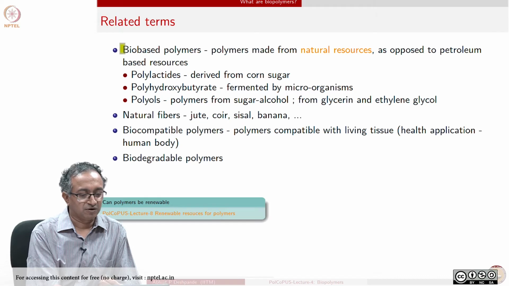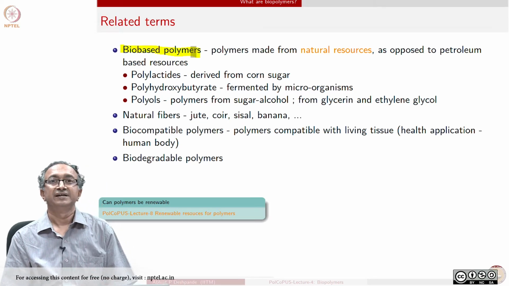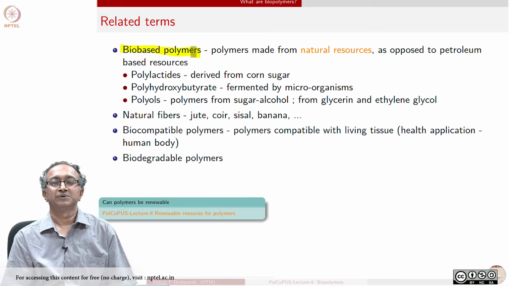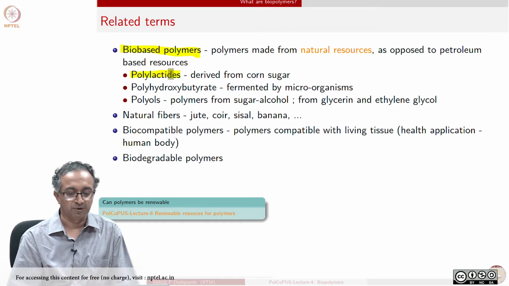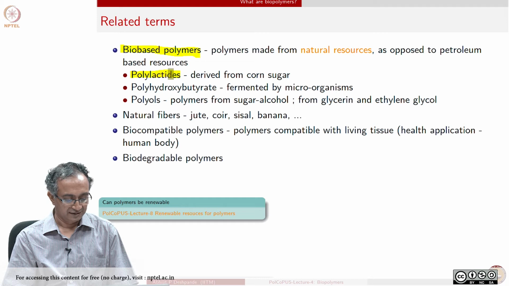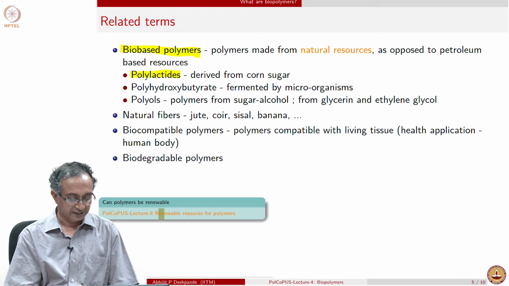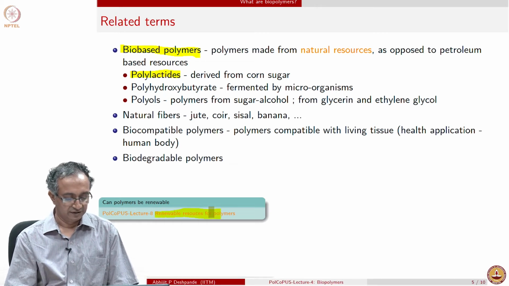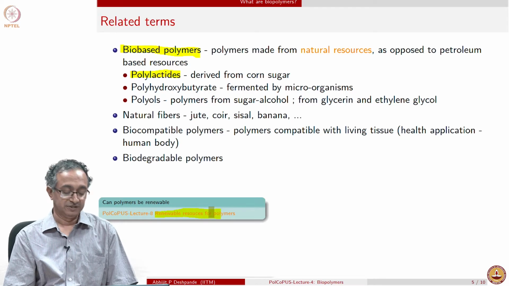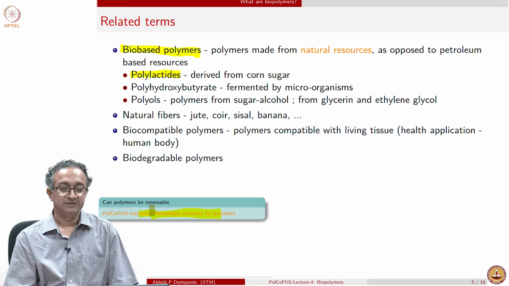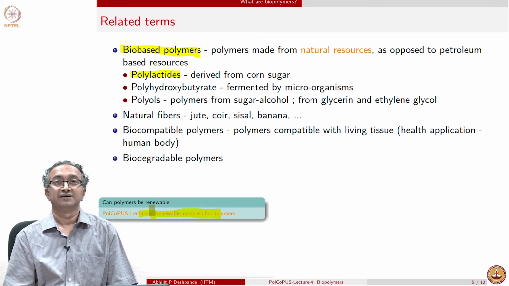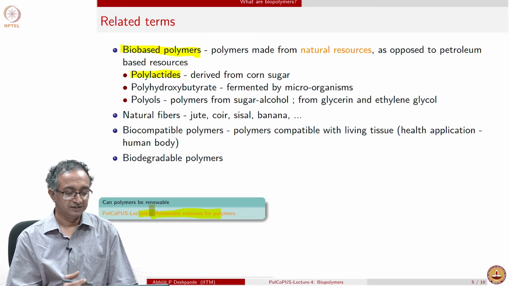Some polymers are called bio-based polymers, in which case the raw materials come from the natural world. An important example of this is polylactic acid, and we will look in a little more detail at renewable sources for polymers in lecture 8 also. Polylactic acid is considered to be a very good candidate material for packaging.